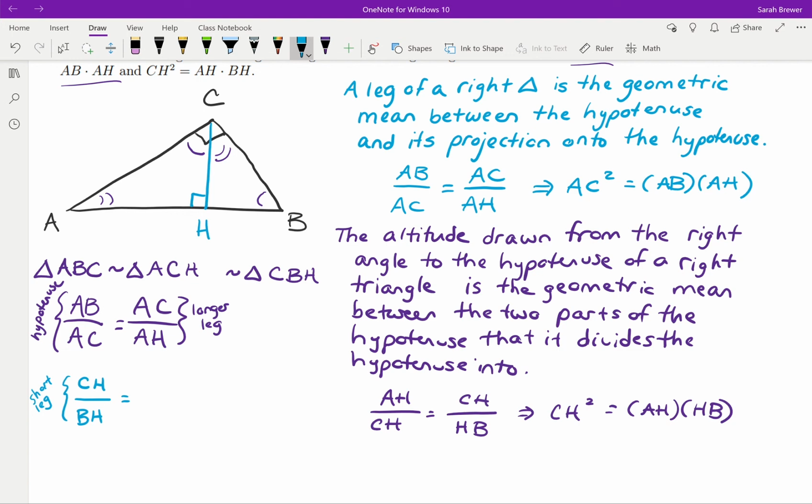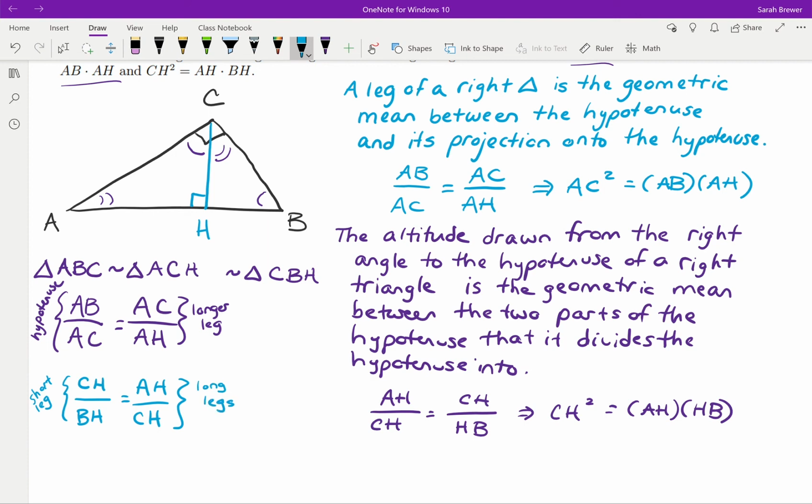And my longer leg of my medium triangle is AH. So I can say that CH over BH is equal to AH over CH. And so in this ratio here, I'm saying the ratio of shorter legs is equal to the ratio of longer legs.